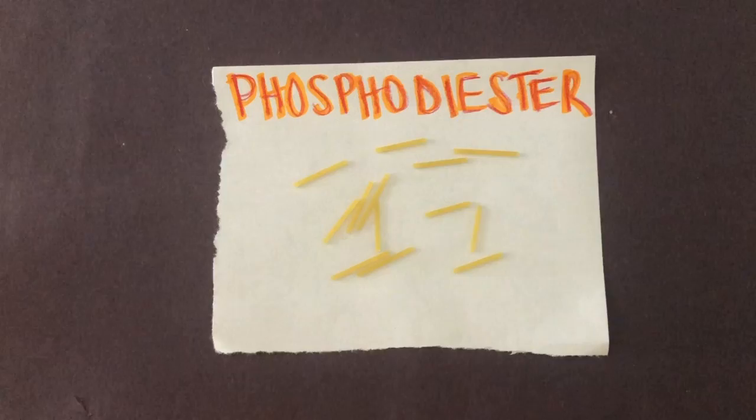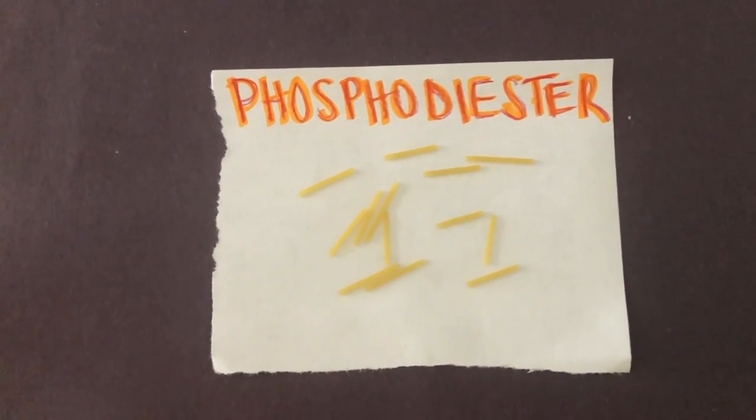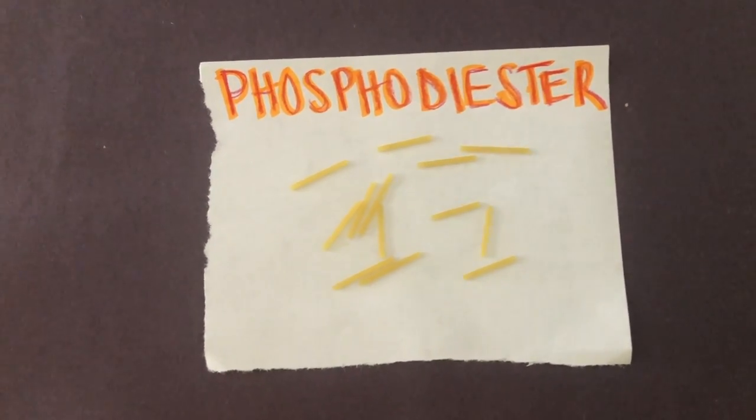Phosphodiester bonds are represented here by small pieces of the spaghetti noodle. Phosphodiester bonds are important because they join nucleotides and overall form the sugar phosphate backbone of DNA.